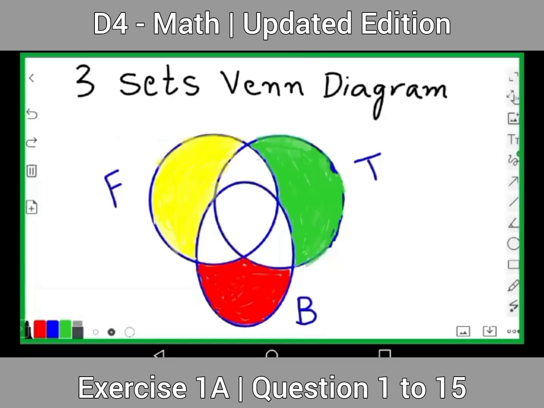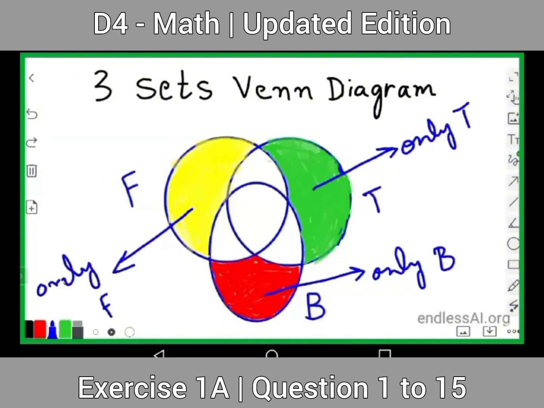Now we will play a simple game of coloring and guess. We will color a region and guess the set. What does the region colored in yellow tell us? This region colored in yellow only includes the students who play football and includes nothing from the sets T or B. Similarly, the region colored in green only includes the students who play tennis and does not include anything from the sets F or B. Last but not least, the region colored in red only includes the students who play basketball and does not include anything from the sets F or D.